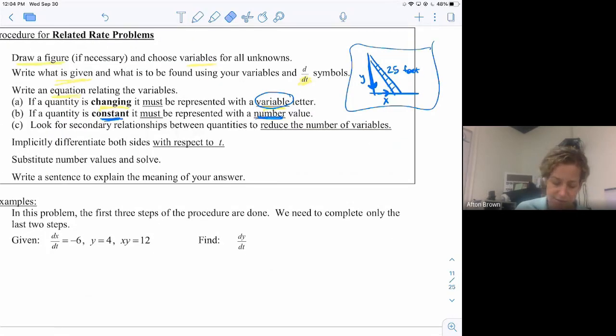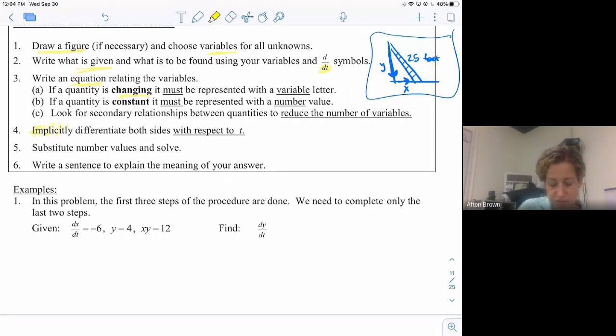Okay, then we look for a secondary relationship. This would just be more equations. So maybe if they told you one variable, you could find the other one. We're going to do implicit differentiation. The calculus that we're doing today is pretty much the same exact calculus and derivatives that you've been doing in the last 2 days. The last 2 days, though, we've been writing dy/dx. Today, it's just going to be dy/dt or dx/dt. So dt on the bottom. That's the big difference, it's with respect to time. Anytime we say with respect to time, that's where we put the dt on the bottom. Then we're going to substitute numbers and solve and write a sentence explaining the meaning.